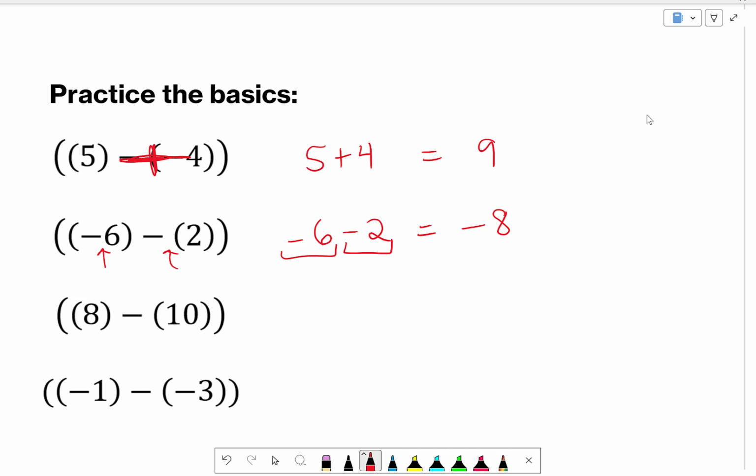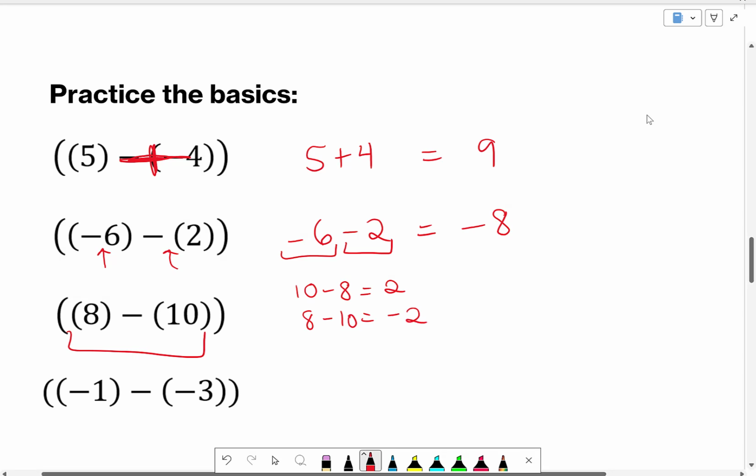Okay, right here we have a positive 8 and then we have a negative 10. So, for some people, it's easier if you write 10 minus 8. Everyone knows that that's 2. Okay, well now we have it backwards. So we have 8 minus 10, which is the same answer 2, but it's actually going to be negative. So that's a trick you can use.